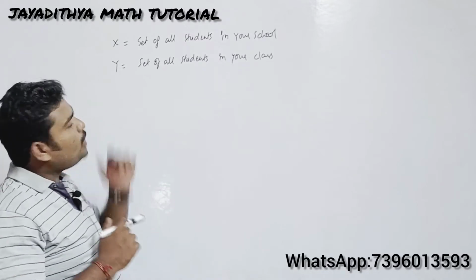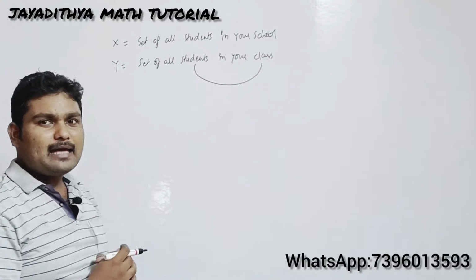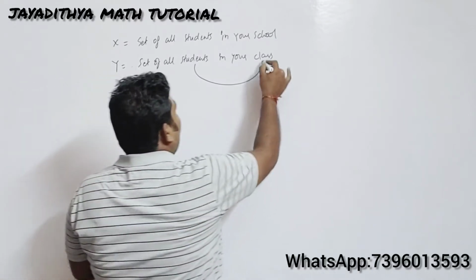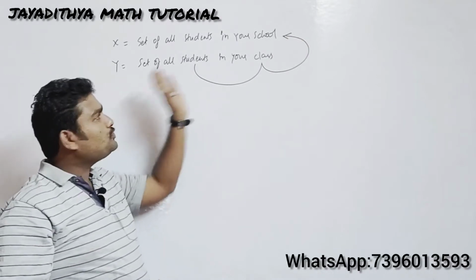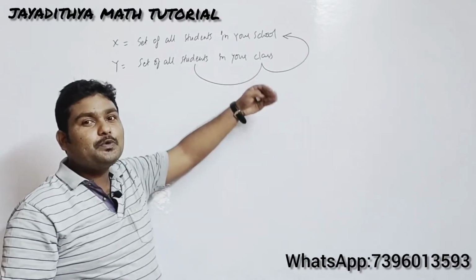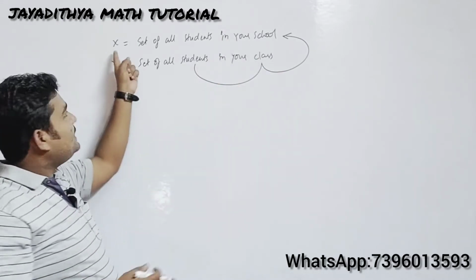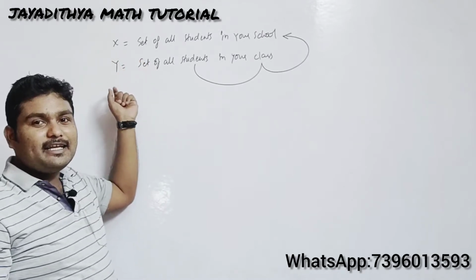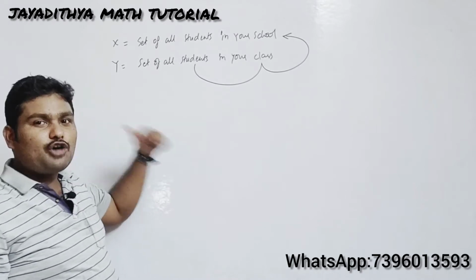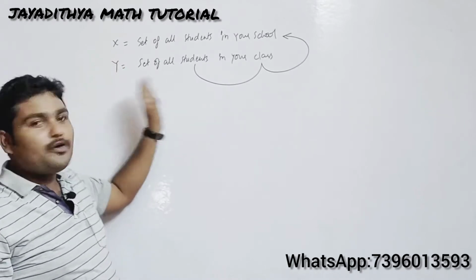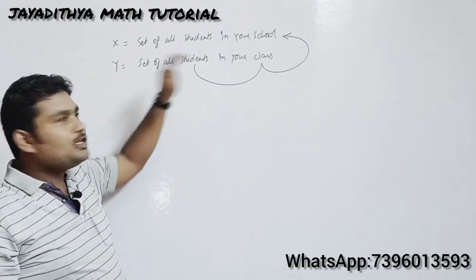See here, if you observe, the students of a particular class are also present in the school, right? That means each and every student of a particular class is a student of the school. For suppose, let us say your school is X, and you are studying in class Y. So the student of class Y is also a student of X or not? So every student of class Y belongs to the school.